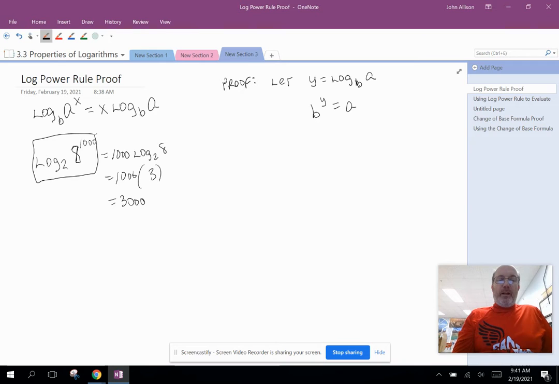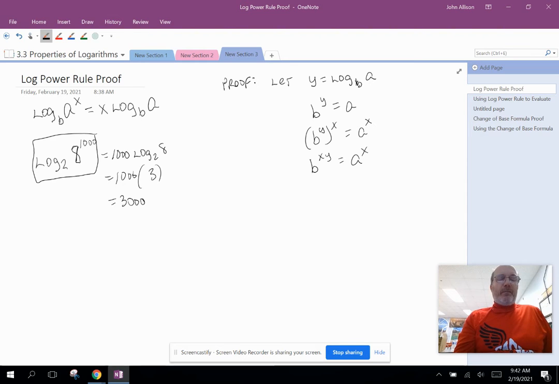Now, I can raise both sides of an equation to the same number. If I had 4 equals x, I could say that 4 squared equals x squared, or 4 to the third equals x to the third, or 4 to the negative 1 equals x to the negative 1. I can raise both sides to the same power. So in this next step of the proof, I'm going to raise both sides to the x power, and that's a valid mathematical operation. This gives me b to the x times y equals a to the x, because when we have a power raised to a power, we multiply powers.